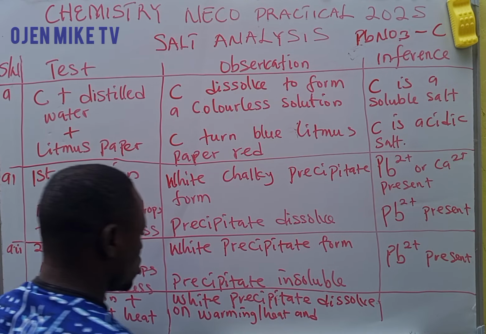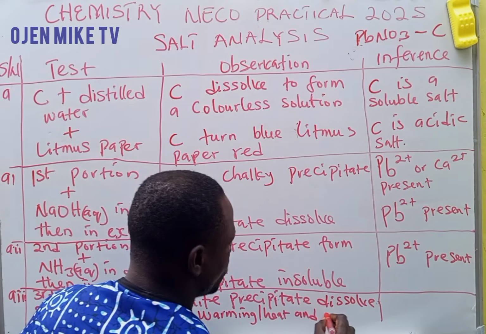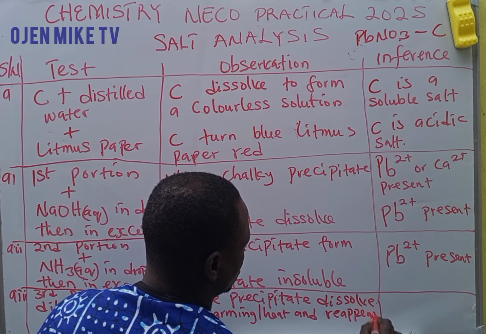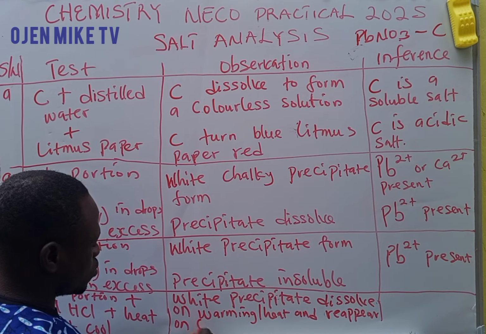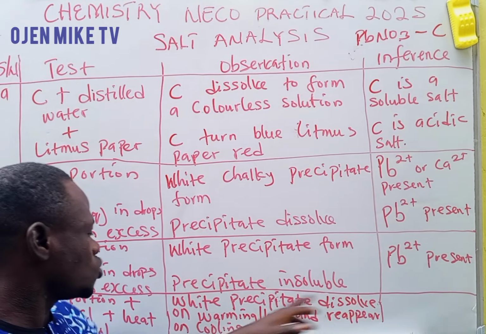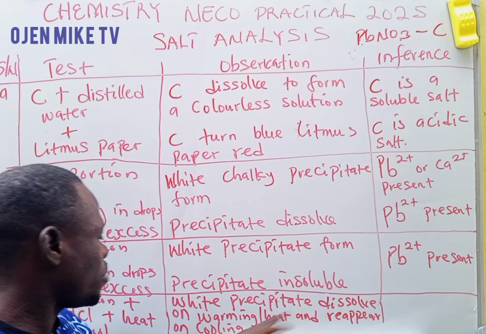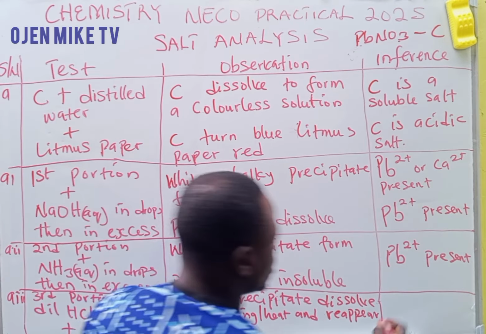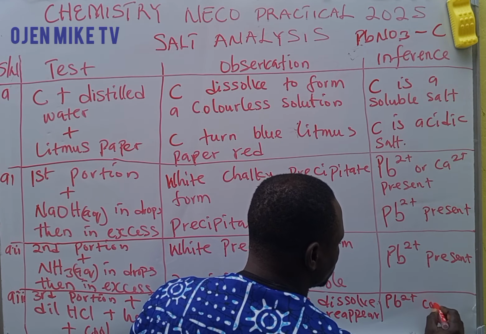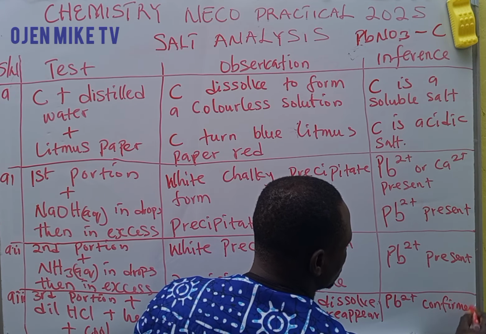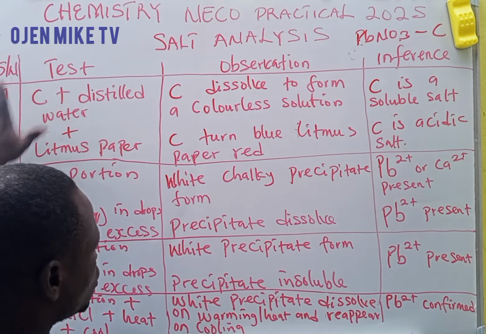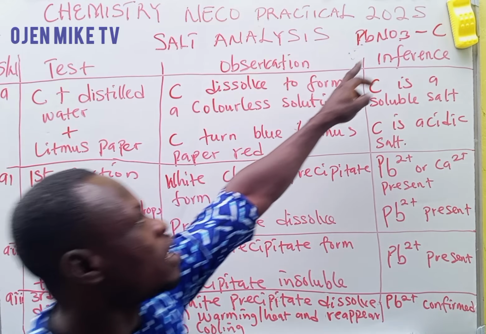and reappears on cooling. Are you seeing? The white precipitate dissolves on warming or heat and reappears on cooling. So you say lead 2 ion confirmed. This is a confirmatory test for lead 2 ion. So at this junction we have come to the end of the first salt here.